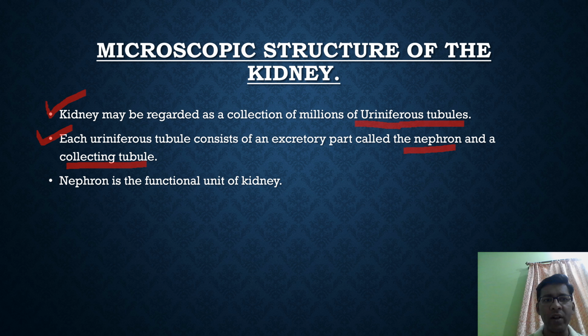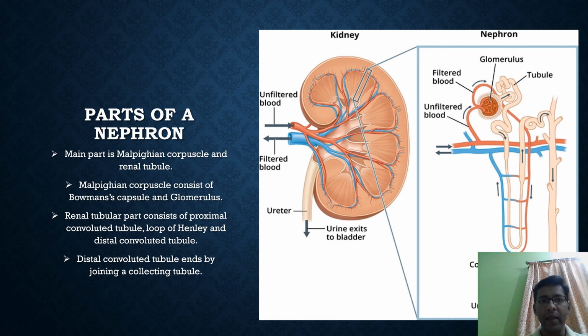So the nephron is the functional unit of the kidney. So this is the main important thing, the nephron. They are microscopic structures which can be seen only under the microscope, and this is the functional unit of a kidney. So let us study what a nephron is and what the structures of the nephron are. If we cut a kidney and take a microscopic cross section, then the nephron can be seen under the microscope.